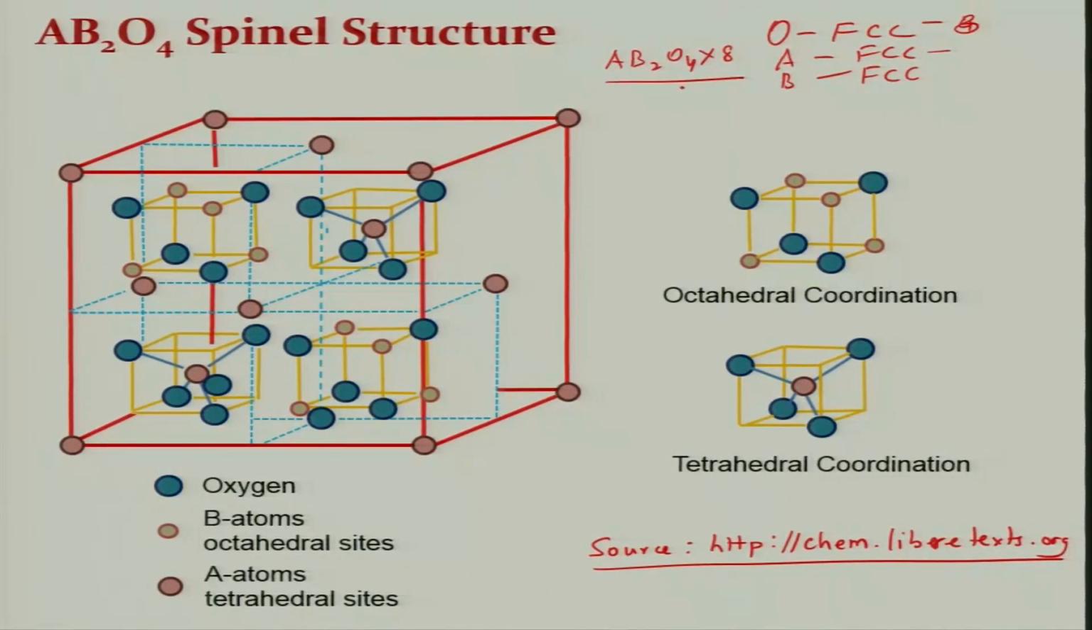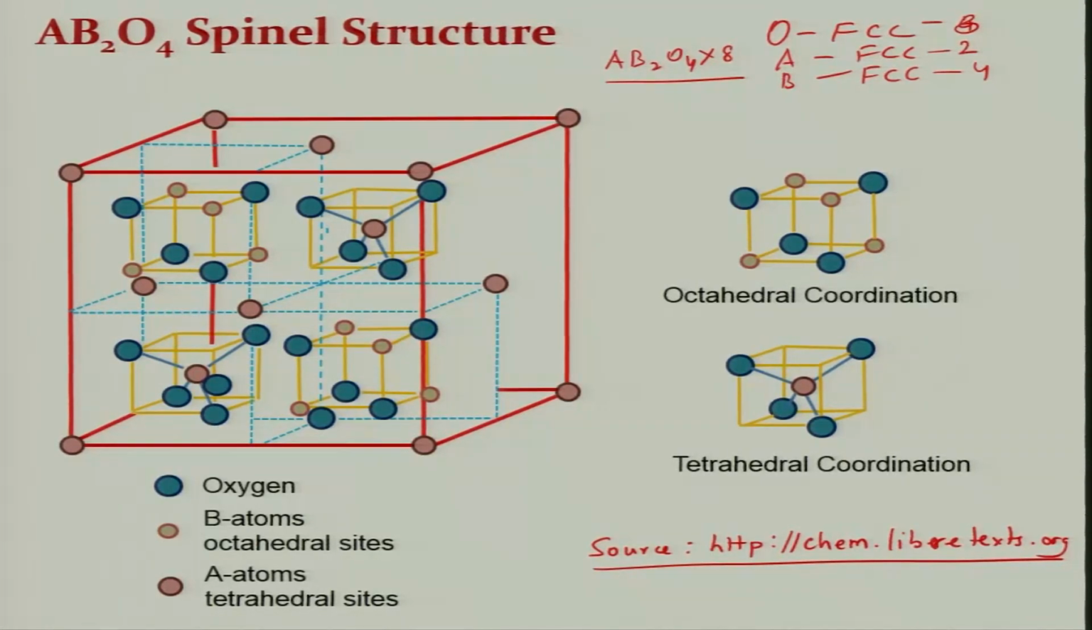So 8 FCC lattices of oxygen. You will have 8 atoms of A, so 2 FCC lattices of A, and you will have 4 FCC lattices of B. So each of these will make an FCC lattice in itself. That is a crystallographic requirement for it to be FCC.